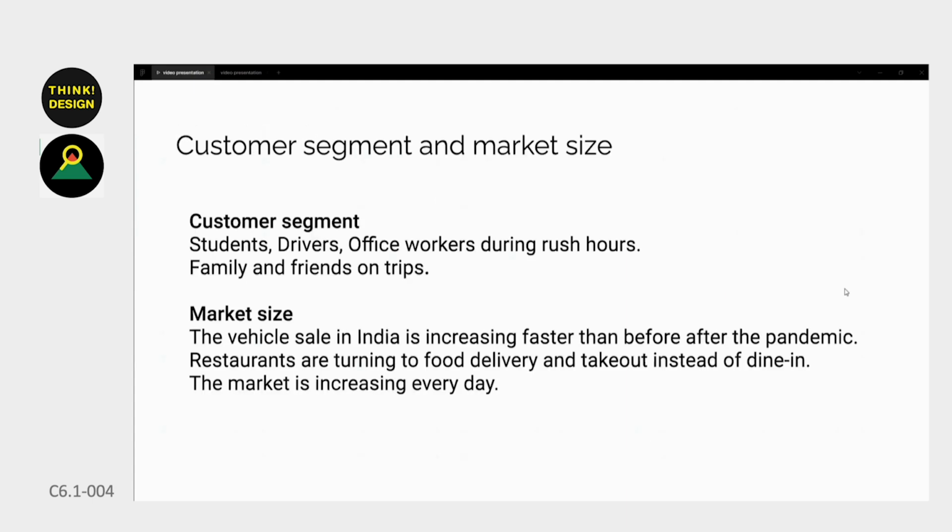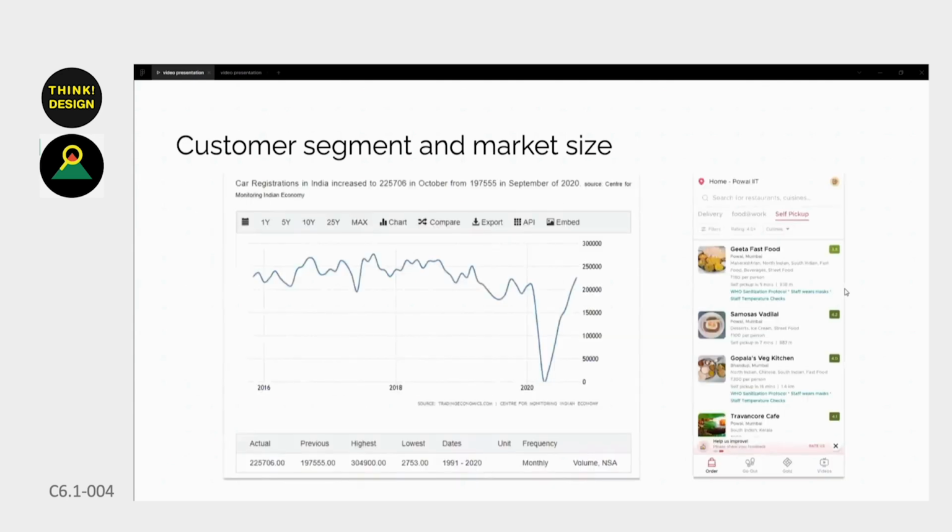Our major customers are students, drivers, office workers, family, and friends on trips. The box will allow people with a busy lifestyle to save time during their commutes, and it also enables users to eat from any place they like during their trip. The market for the box is growing with the growing number of car sales in India, even with the pandemic, and with restaurants switching to takeouts and delivery more than dining during COVID.